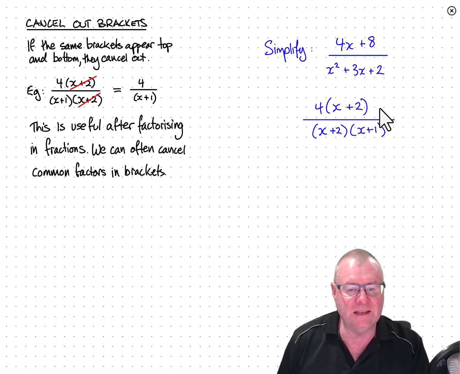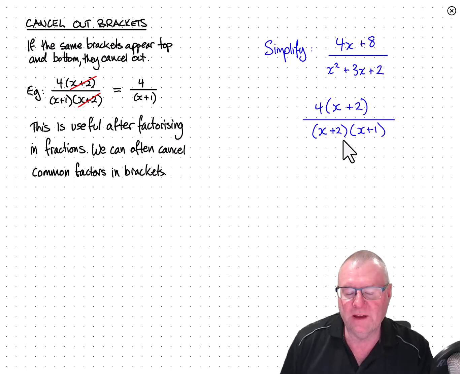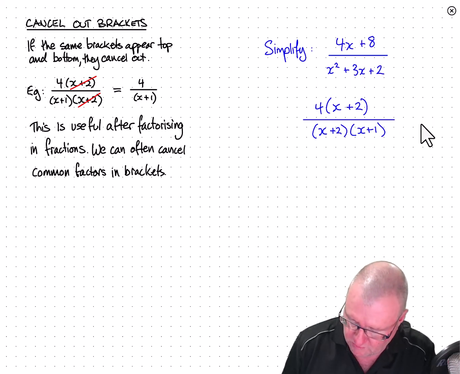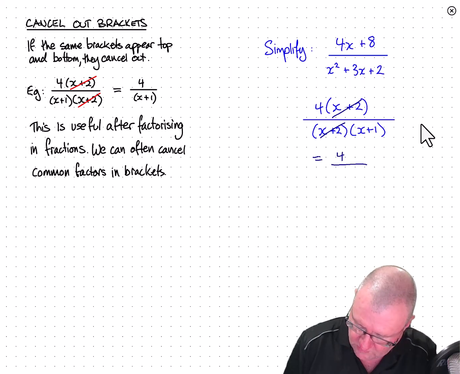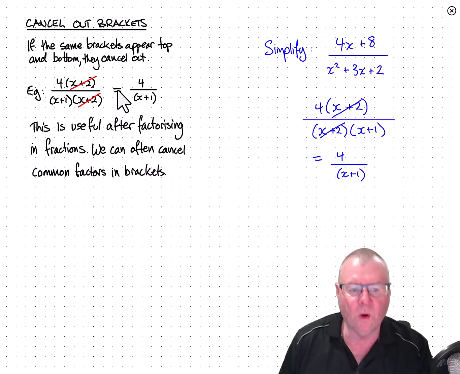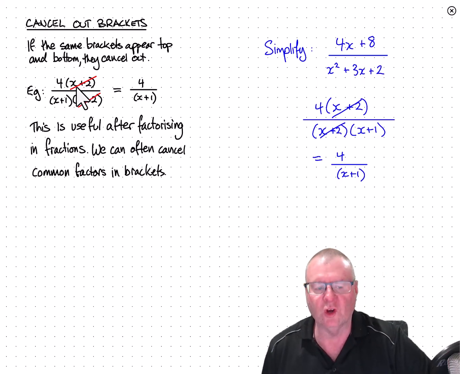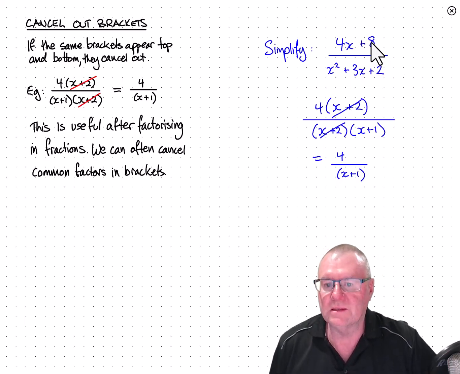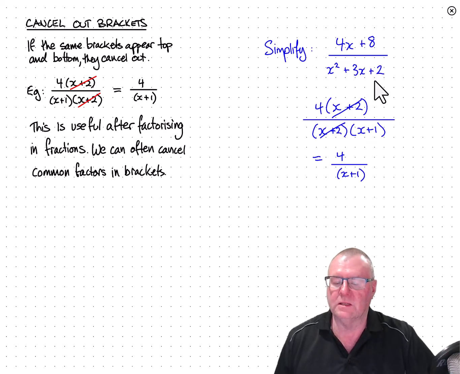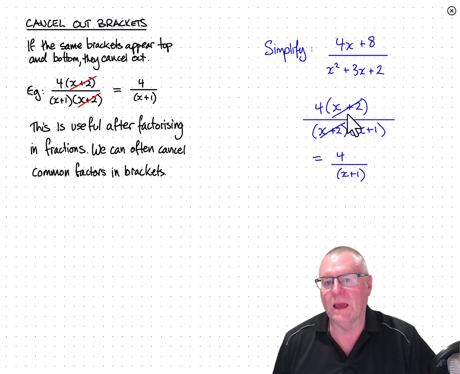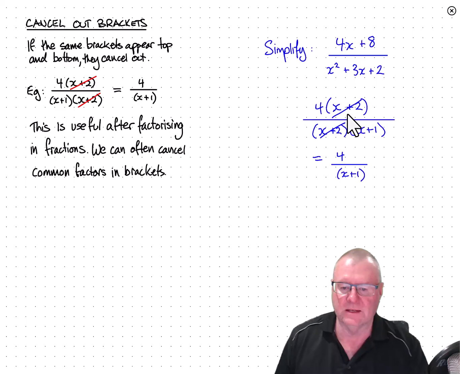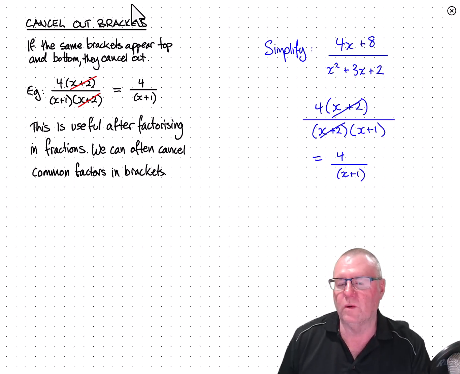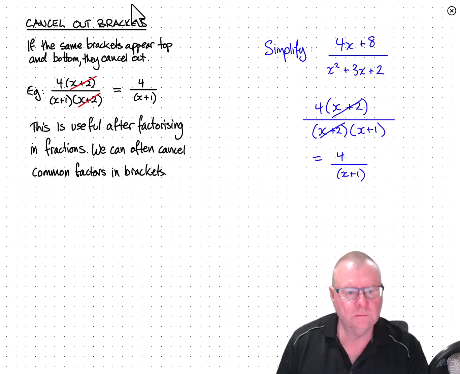And now I'm looking for any sets of brackets that are common factors on the top and bottom. And you can see I've got an x plus 2 on the top, x plus 2 on the bottom, so they can cancel out, and what I'm left with is 4 on the top and x plus 1 on the bottom. Now that's what we did over here. I just showed you that you can cancel them out, but this is an example of why we would cancel them out, or how we get to a point where we have things that we can cancel out. I'm going to pause, give you guys another one that you can work on in a moment.